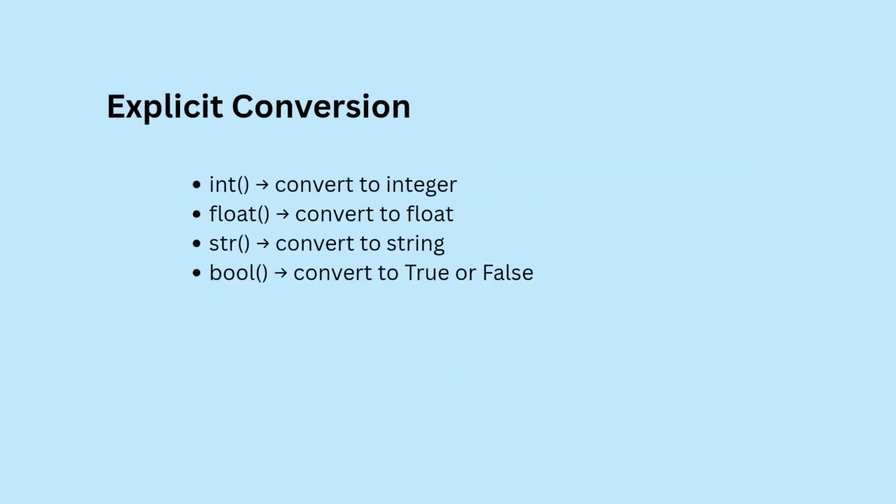Now see about the second one, that is explicit conversion. This is when you manually convert data using built-in functions, meaning int function, float function, string function, and boolean function. Int function converts to integer, float function converts to float, string function converts to string, and boolean function converts it to true or false. Let's see an example.